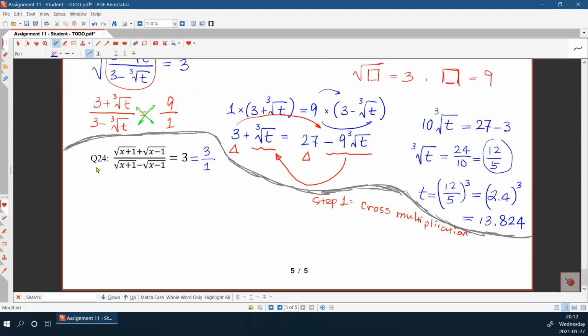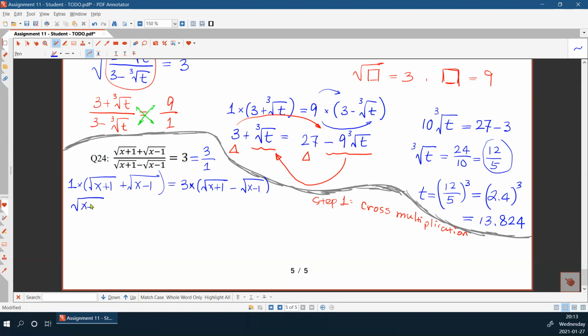Okay, which gives us 1 times (square root x plus 1 plus square root x minus 1), and 3 times (square root x plus 1 minus square root x minus 1), right? Any questions for the first step? And can you see why we want to do it this way? Because in this way, in the next step, we can then combine something, right?